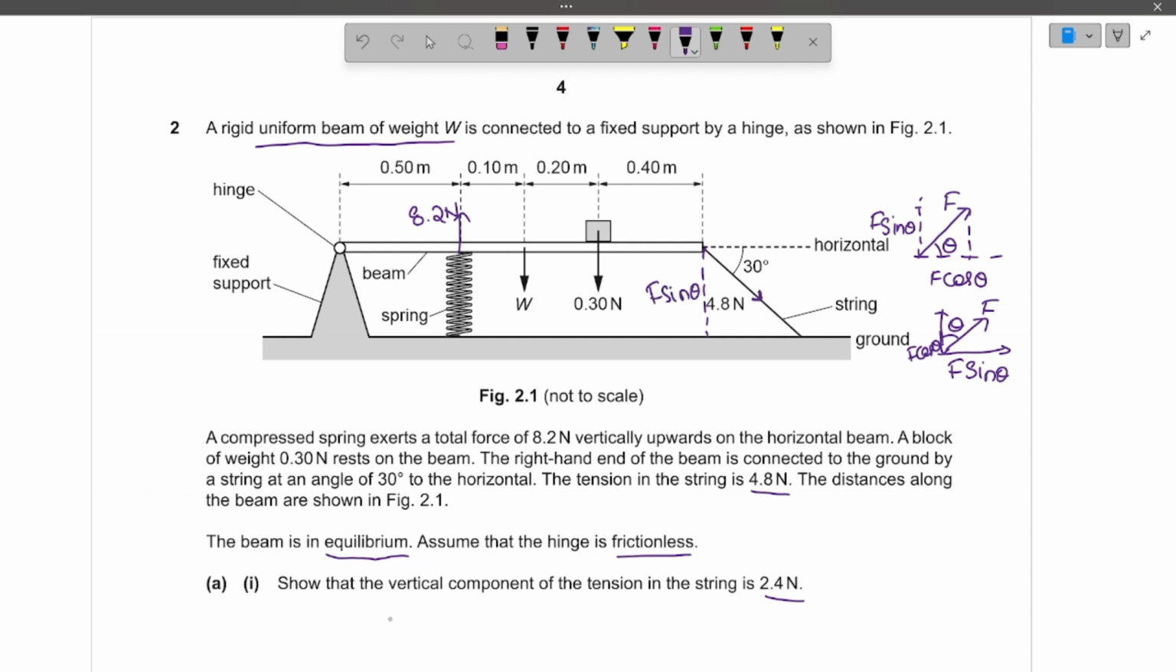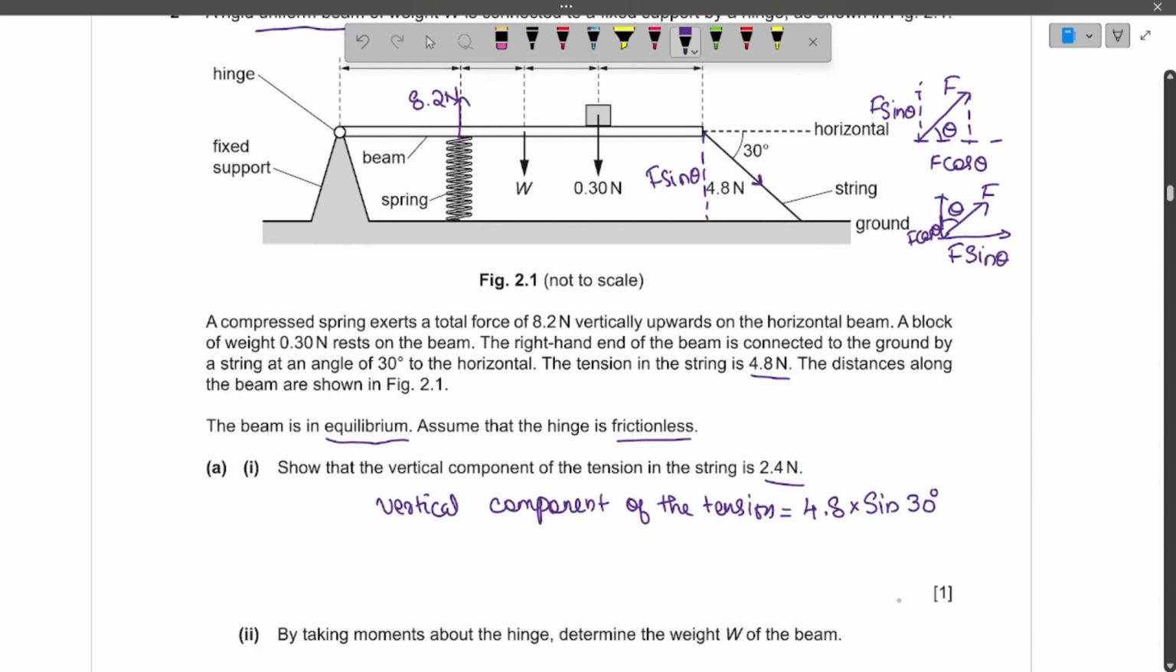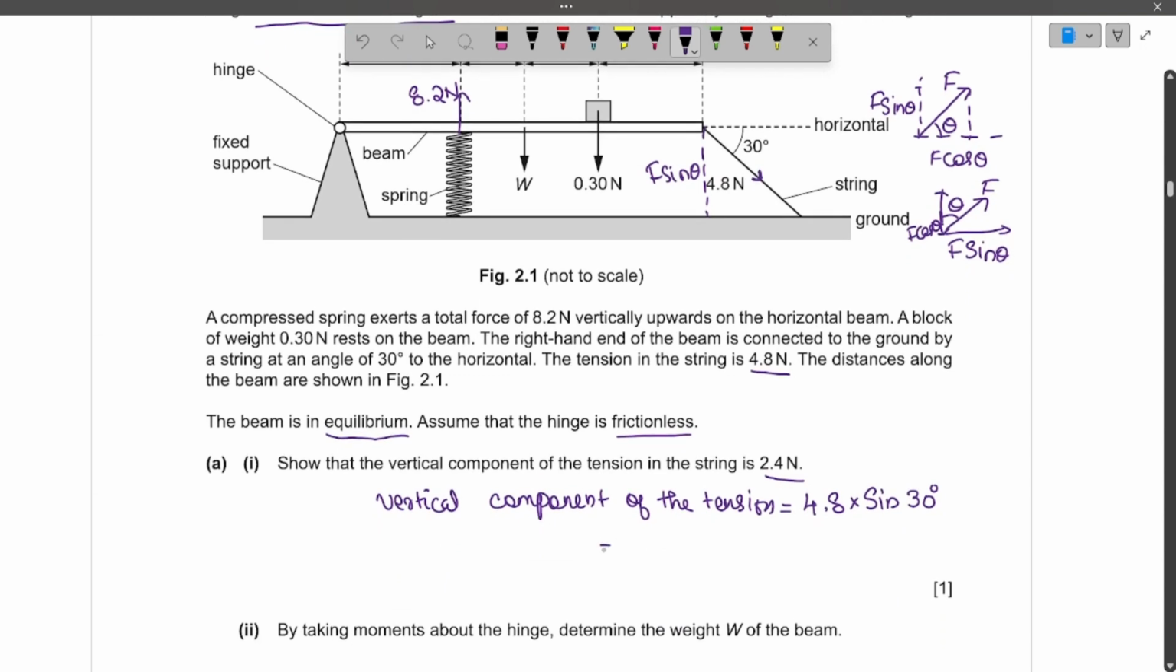All right, so please write down: the vertical component of the tension is equal to 4.8, which is the force given, multiplied by sine of the angle given, 30 degrees. If you do this calculation, you get the value 2.4 newton. Hence, we showed that the vertical component is 2.4 newton.